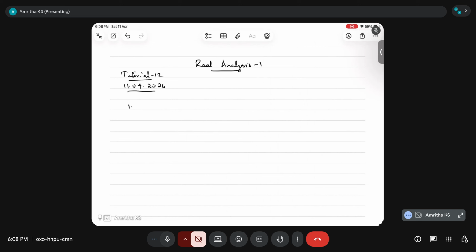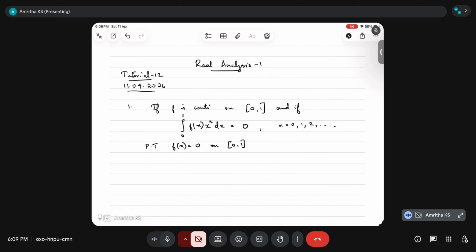So the first one is, if f is continuous on the closed interval [0, 1], and if the integral from 0 to 1 of f(x) x^n dx is 0 for all n equal to 0, 1, 2 and so on, then prove that f(x) is 0 on the interval [0, 1].